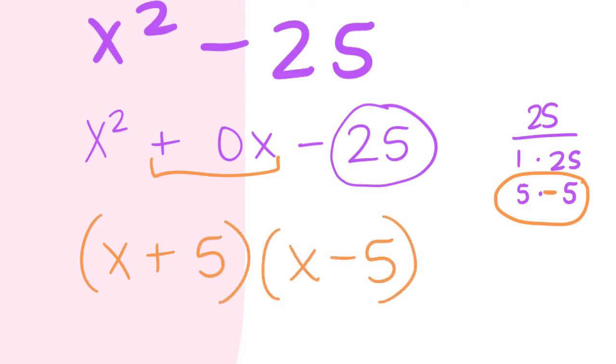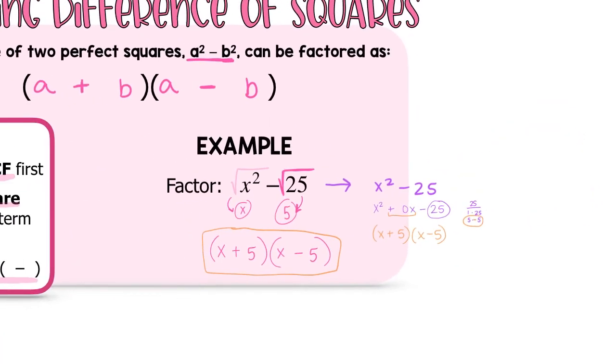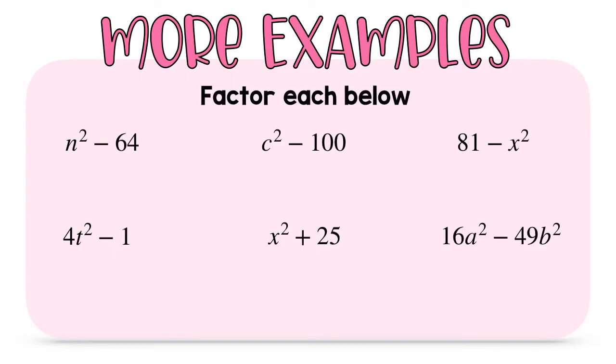So it's basically the same thing as factoring a trinomial. And if you want to do it this way, you totally can. Just make sure you write in that 0x and figure out which factors would need to add up to 0. So that's just another way to think about it. All right, let's do some more examples.